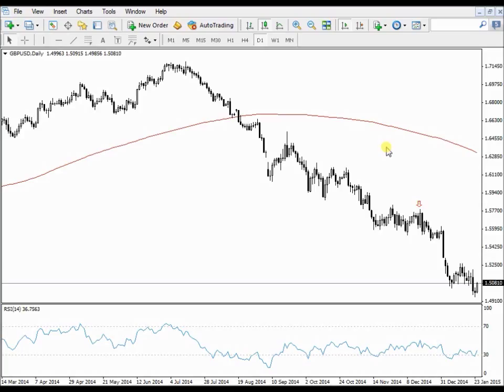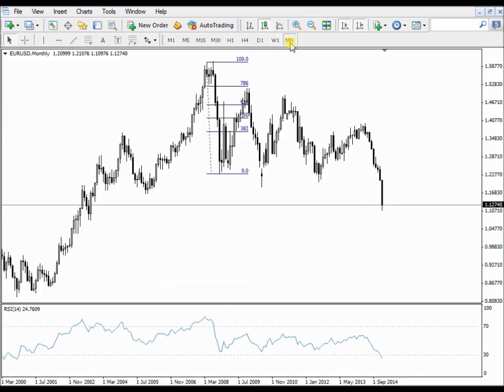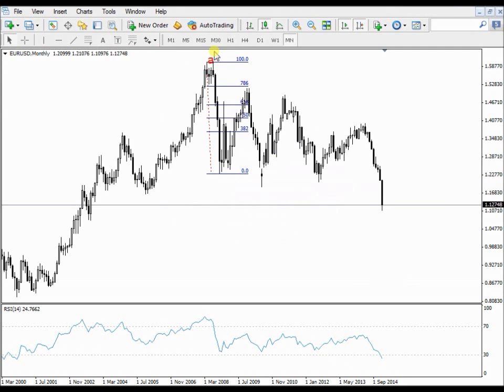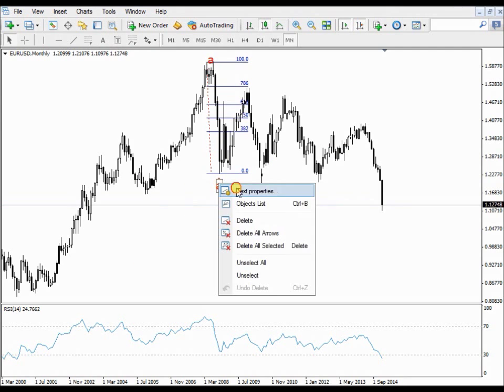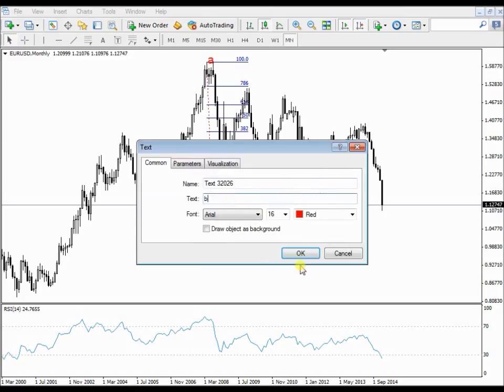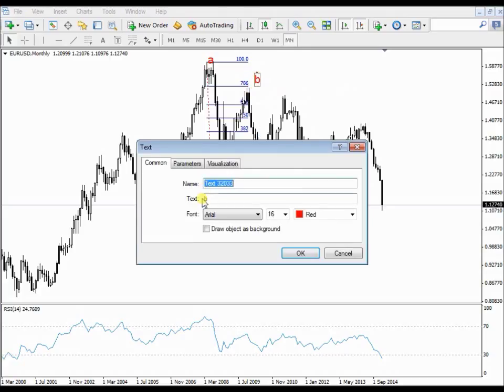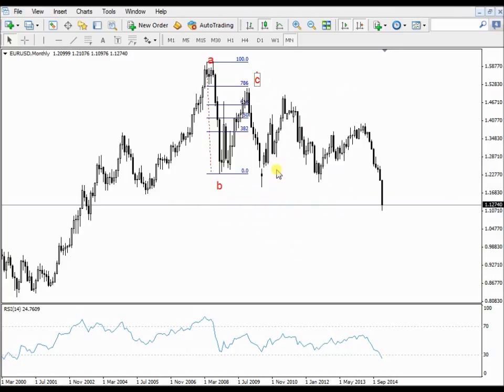Correct, Ian. Point C. Remember, your start is A. You've got a down move as B, and then it retraces to C. You want to sell C, or you want to sell the 78.6%. Let me go back. I will put it in here. Are you happy with that?